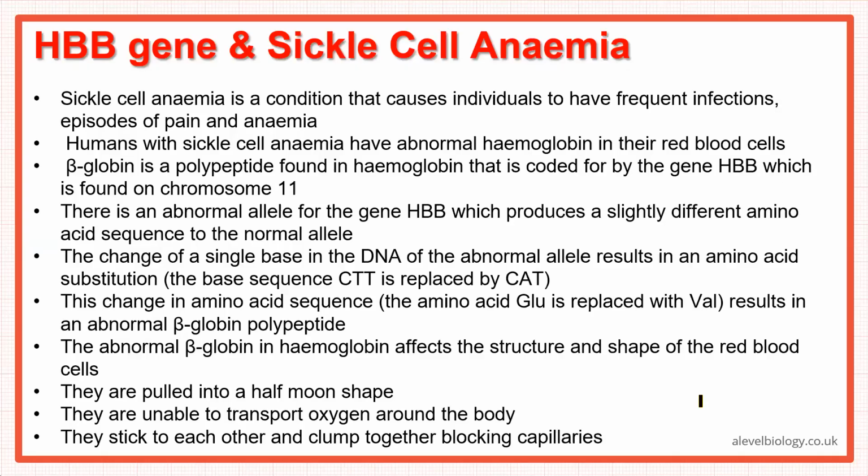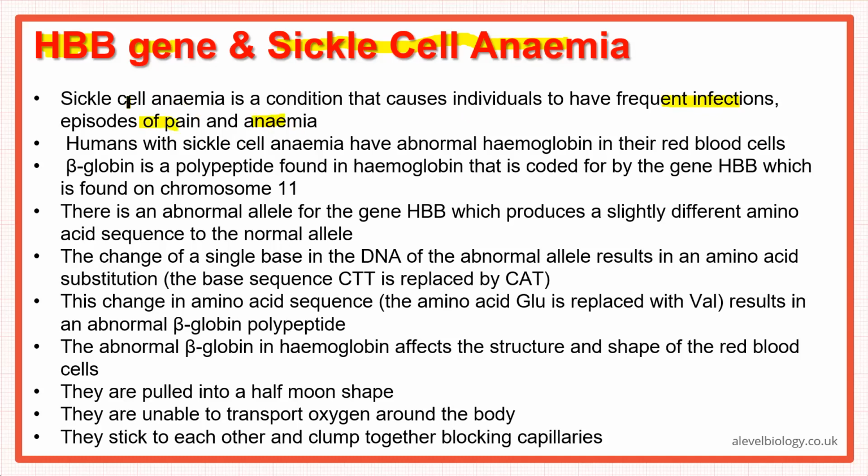The third disease that is caused by a genetic mutation that we have to talk about is sickle cell anemia. And the gene that is involved is the HBB gene, right? So sickle cell anemia is a condition that actually causes individuals to have frequent infections. They have severe episodes of pain as well as anemia, right?